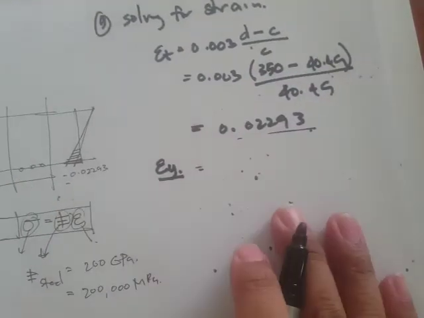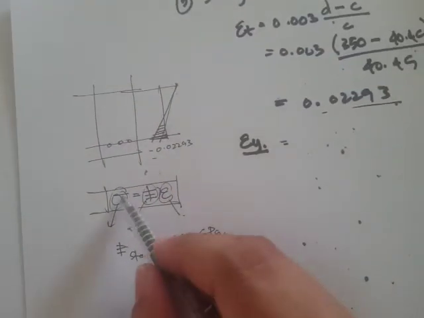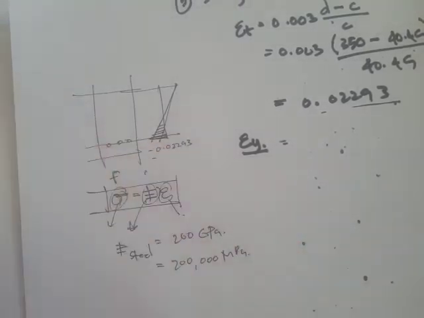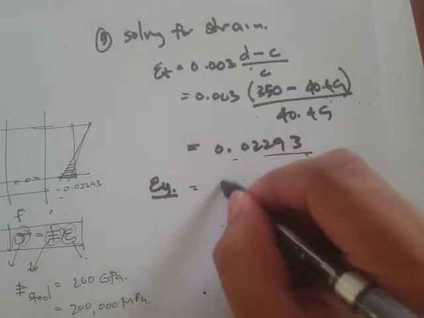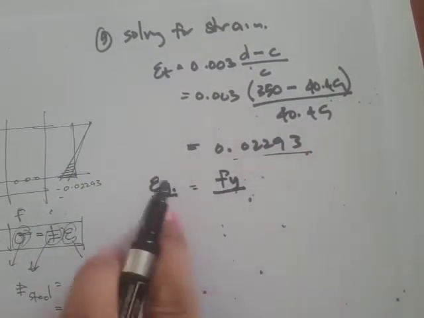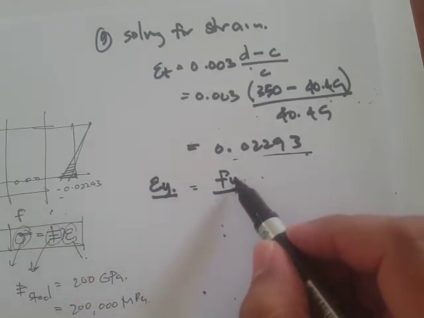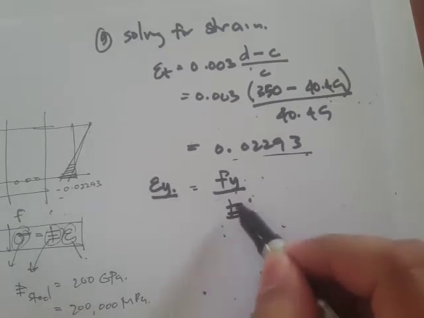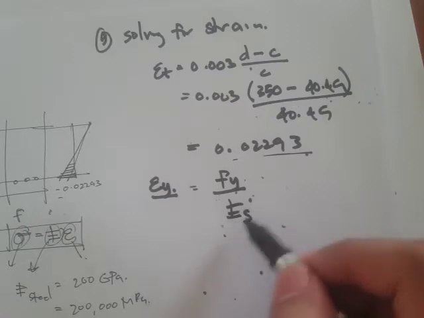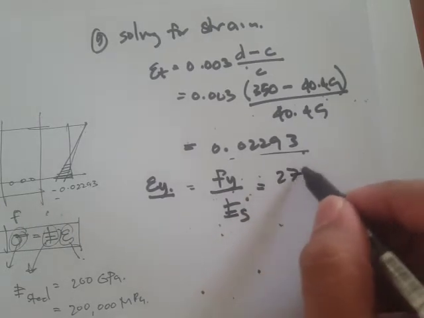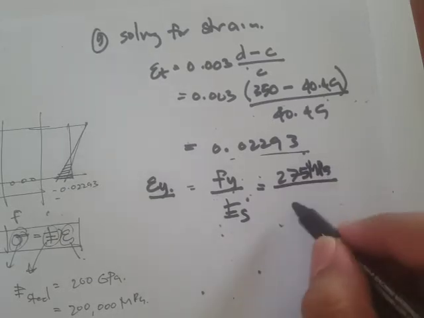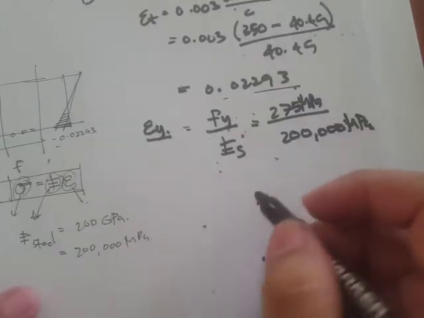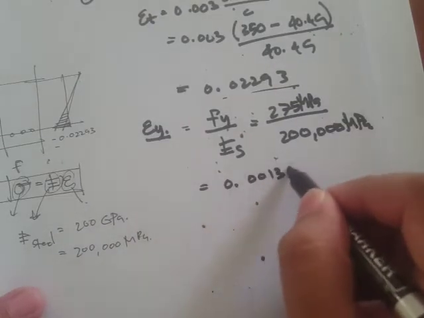In this course, instead of using the sigma notation, we use the small letter f. So we can solve epsilon y, since we are talking about steel, as Fy, the yielding stress, divided by E, the modulus of steel. This is 275 megapascals all over 200,000 megapascals. We get a value of 0.00138.